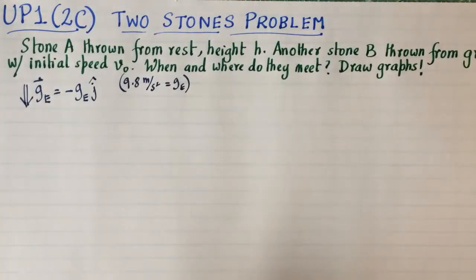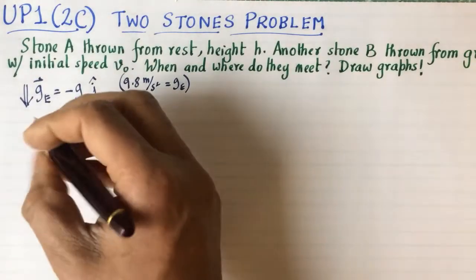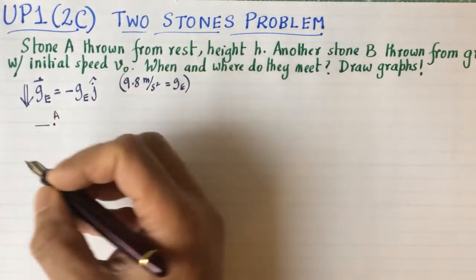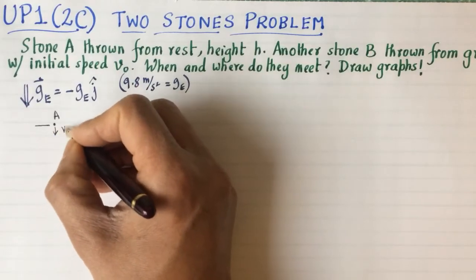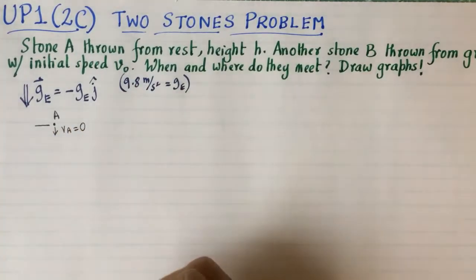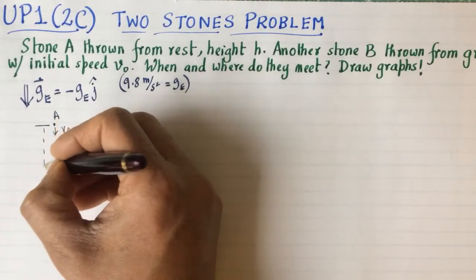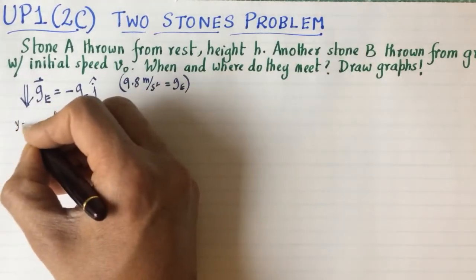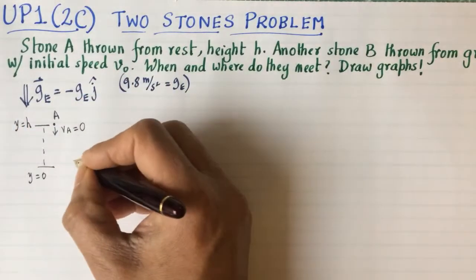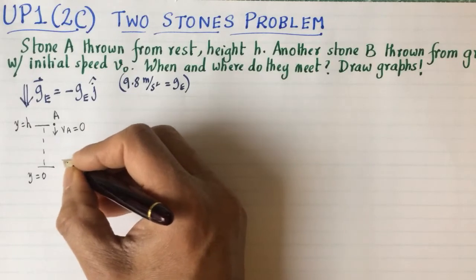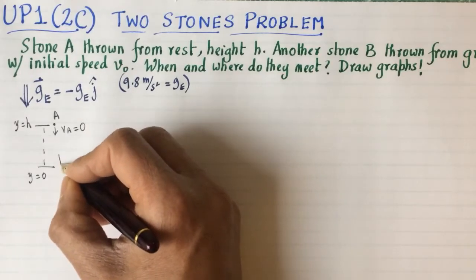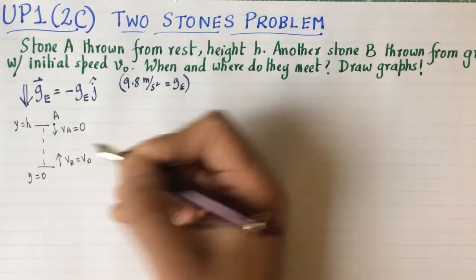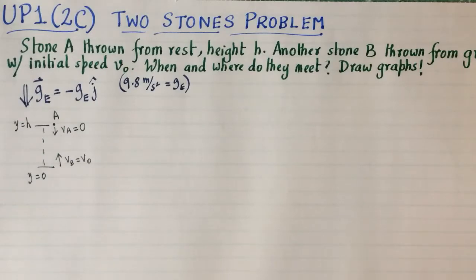If you want, you can draw a little figure to help you think about this problem. Here's the stone A. It's dropped, so the initial velocity is 0. And then it comes down. That's y equals 0, and that's y equals h. And then another stone B, it's directly below, but I'm going to draw it like that. So vB equals v0. And at some point they're going to meet.